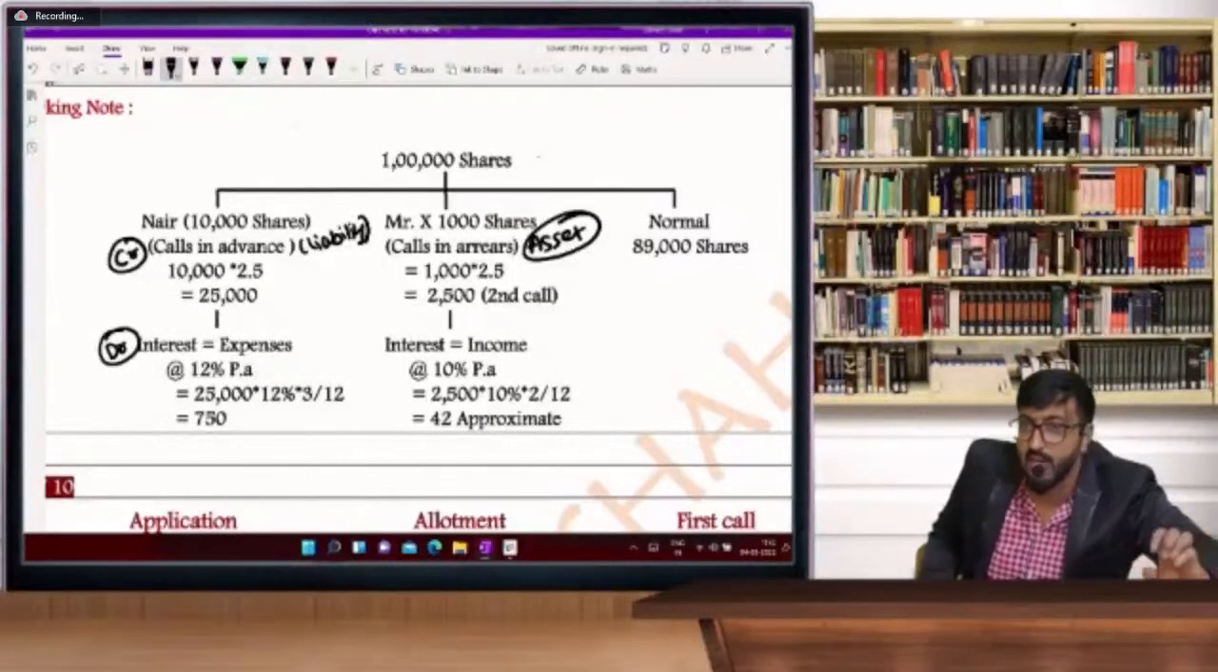Normal shares means we will get the amount on that regularly. So there is no advance and there is no arrears for 89,000 shares. It's very simple, sir. It's very simple.